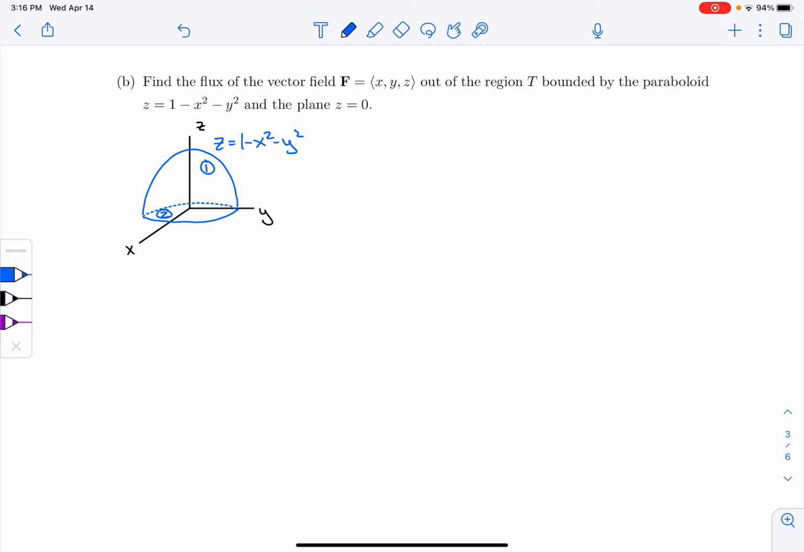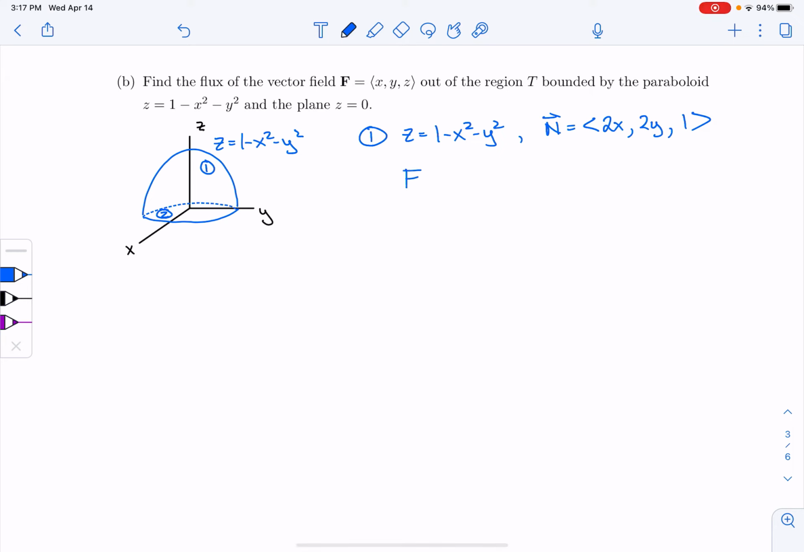Okay, so let's find the flux through surface 1. Surface 1 is z equals 1 minus x squared minus y squared. And so the normal vector is going to be minus the derivative of z with respect to x. So that's minus negative 2x, or 2x. And then minus the derivative of z with respect to y. So that's minus a negative 2y, or 2y. And then 1. So that's my normal vector.